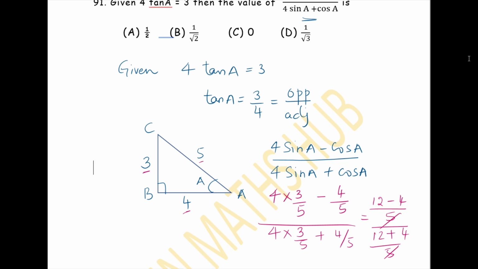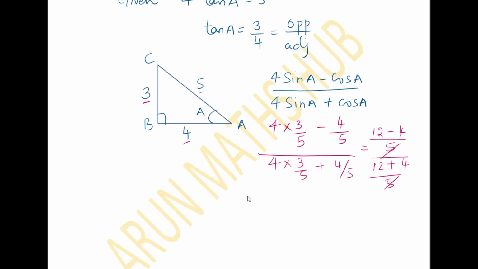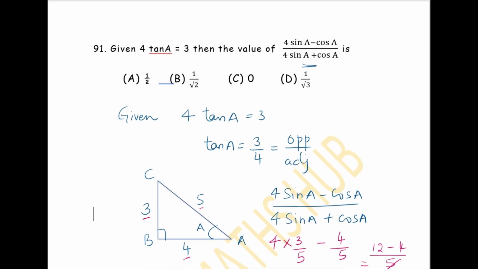5 and 5 will cancel out. What we get? 12 minus 4 is 8 divided by 12 plus 4 is 16. Therefore 8 times 1, 8 times 2, we get answer 1 by 2. Therefore the correct answer is option A, 1 by 2.